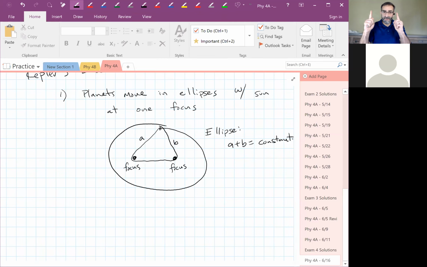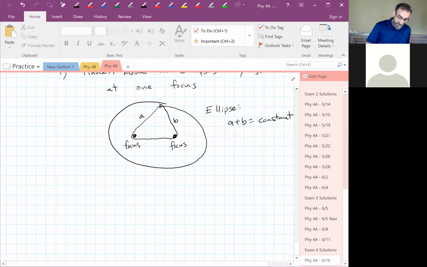And as you move those two push pins closer and closer together, what does this ellipse look like? It starts to look more and more like a circle. And when the two foci are on top of each other, when there is only one point there, then you have a circle. So a circle is just a special case of an ellipse. All right. Planets move in ellipses with the sun at one focus. That's the first thing he noticed.